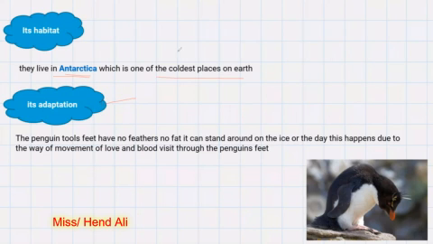Look at the penguin's feet. Look at the photo. Can you see any feathers on the penguin's feet? No, there is no feather. Can you see any fat on the penguin's feet? No, there is no fat. So how can it stand on snow for its whole life without having any feather or any fat on its feet? How could that even be possible?